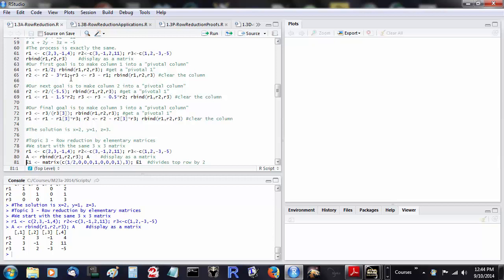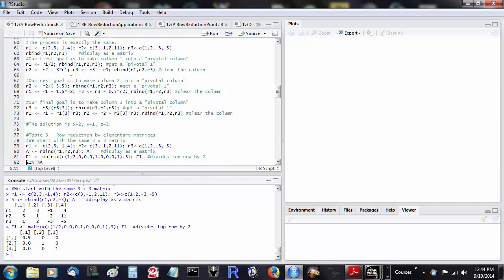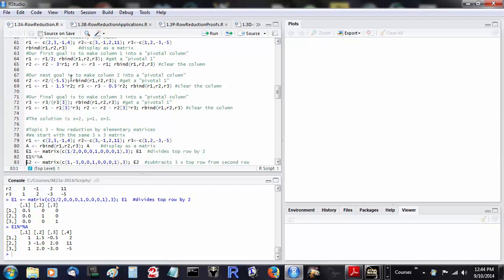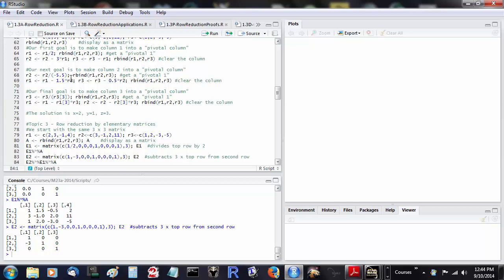The first thing I have to do is multiply the top row by 1/2, but this time I invent a matrix that does the job. That matrix E1, which is the identity matrix except for having a 0.5 as its first entry, will do the job, and sure enough, E1 matrix multiplied by A has given us our pivotal 1. Now what I have to do is subtract multiples of that top row from the second and third row. Here's a matrix E2 that will subtract 3 times the top row from the second row.